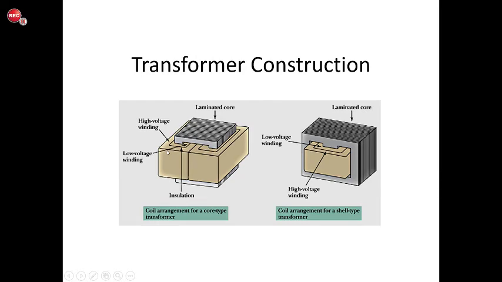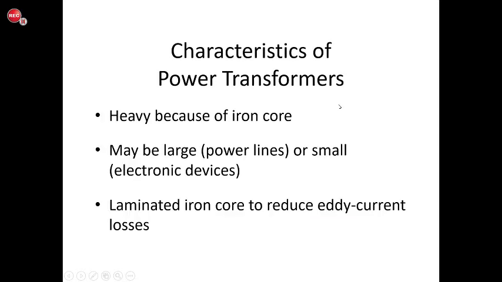This is showing us how a couple of different transformers are constructed. We can either have a core type transformer, where you can see that we have windings on a core that's sort of like a loop, or we can have the shell type transformer, where the core material is like a double loop, and then the windings are wrapped around this inner part of the core here.